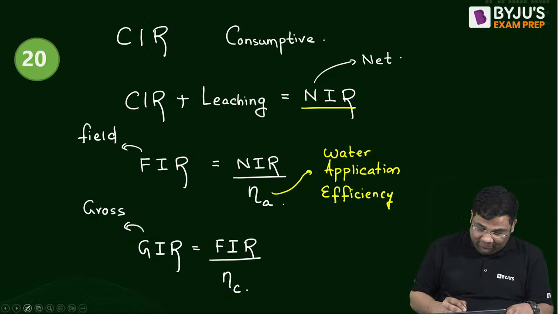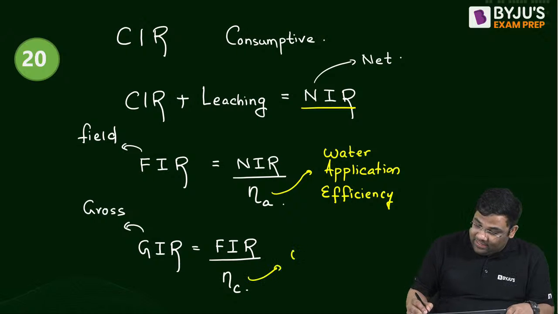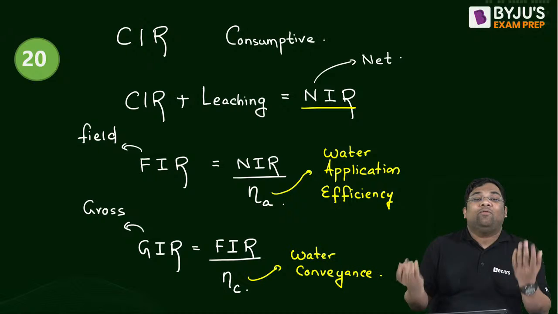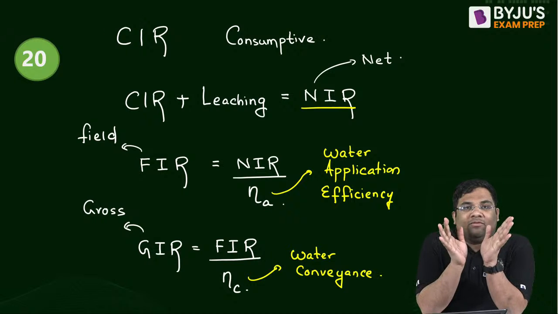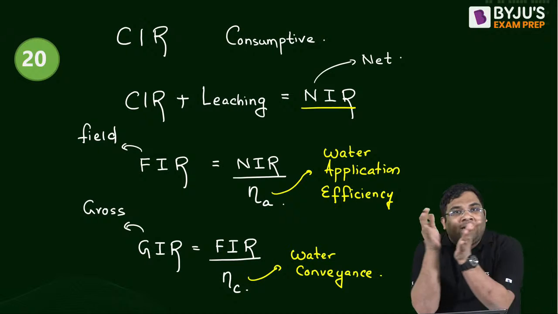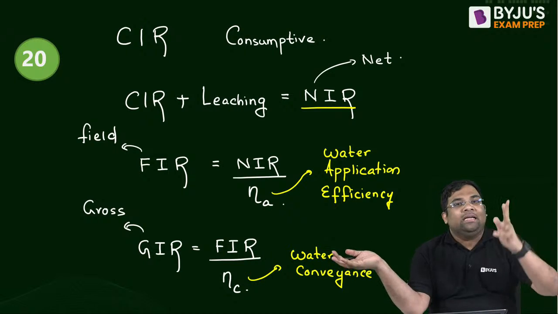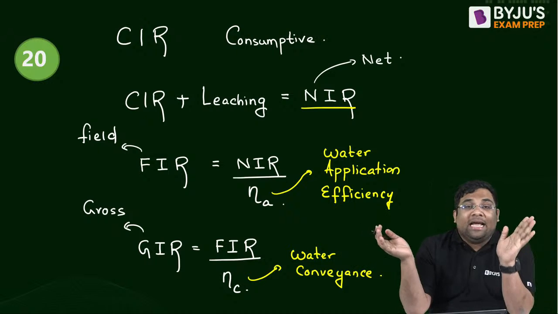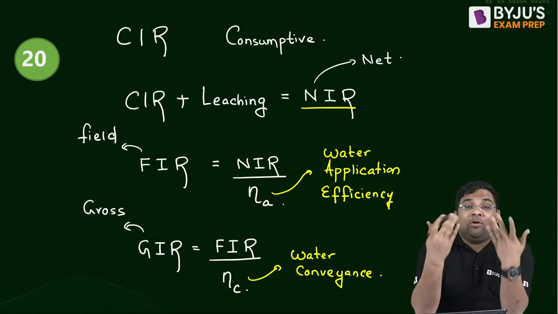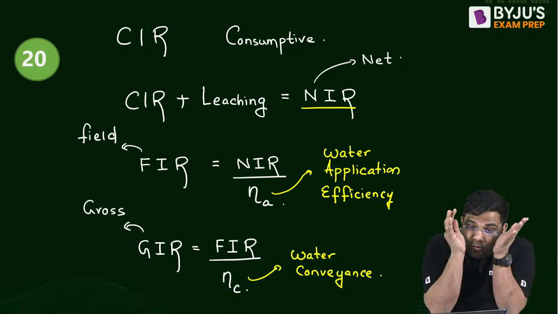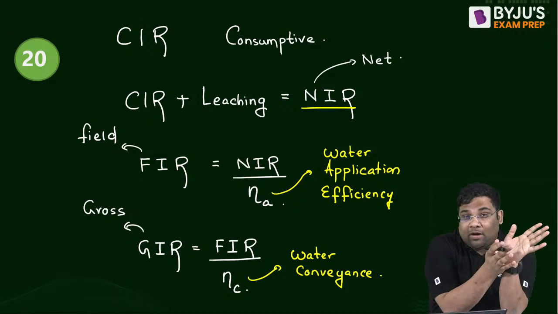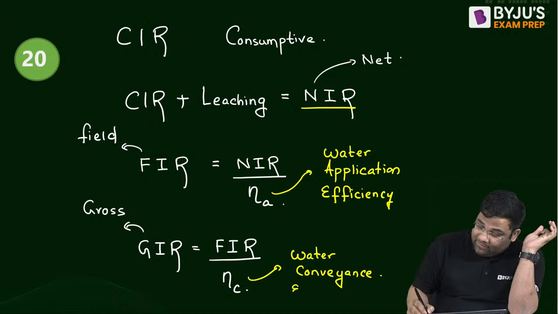The water conveyance efficiency. Why? Because before providing water to the field, there will be some losses. There are two types of losses. The first loss happens in the canal itself, before you provide water to the field. Then when you provide it, there will be losses again. So while conveying, there will be losses. So from your field, if you want to find the gross requirement, divide by the water conveyance efficiency.